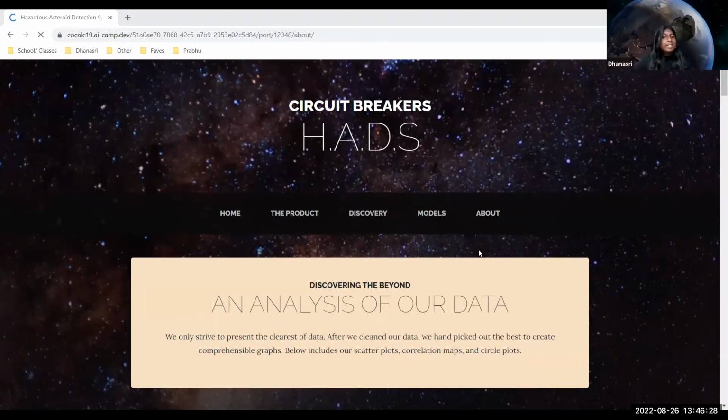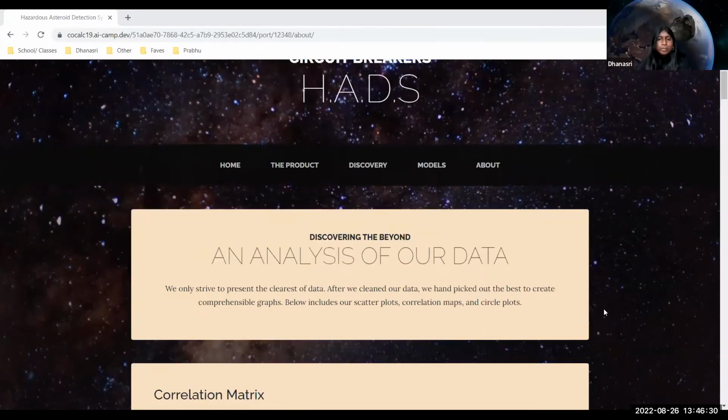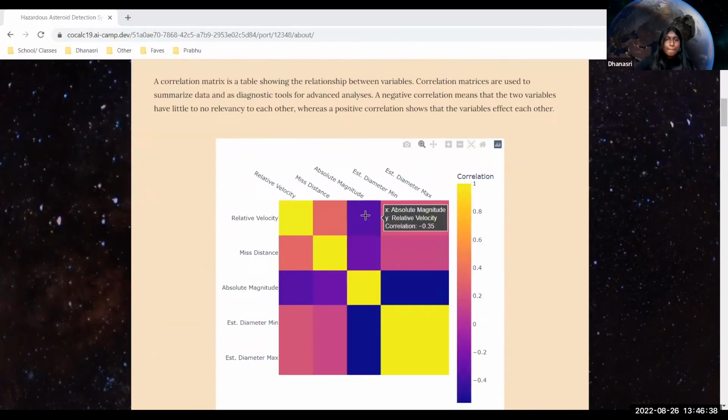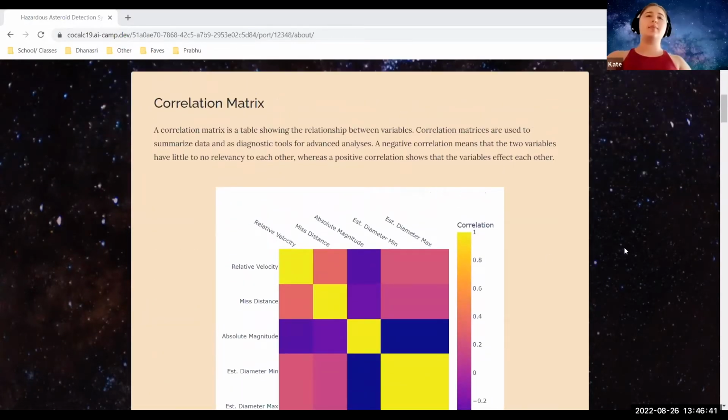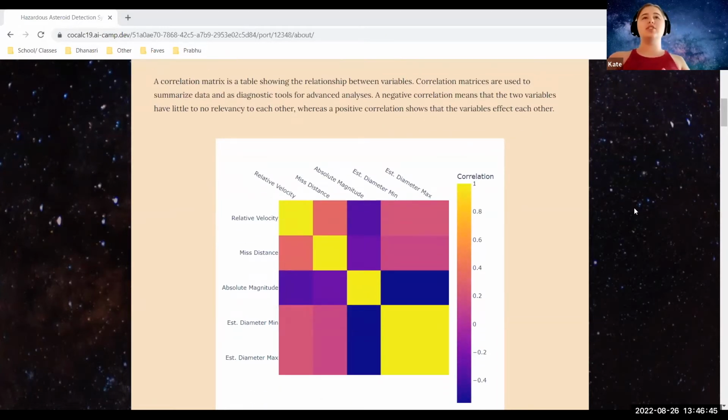Okay, so after cleaning up our data set, we decided we had to make some graphs. So below are some interactive graphs that we'd like to share with you guys. First up are our correlation matrices. It's essentially a table that shows relationships between different variables within our data. The matrices in general are used to summarize data and as professional diagnostic tools for advanced analysis of any data.